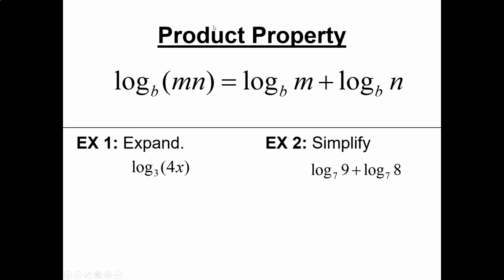Our first property is called the product property. And what it tells us is that if we have the log of two quantities that are multiplied together, we can split those up as separate logs with a plus sign in between. So we will work on expanding, taking something and breaking it apart, and also simplifying, putting it back together. There are times when both of those can be helpful. So to expand here, since I've got 4 times x, I would just write this as log base 3 of 4 plus log base 3 of x.